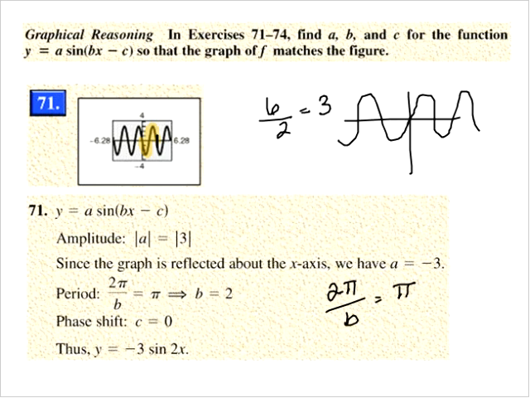I would multiply both sides by b. And then I would have to divide by pi. So if I divide both sides by pi, I get b equaling 2.